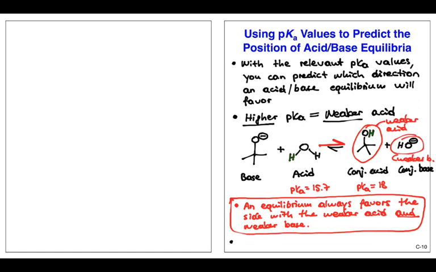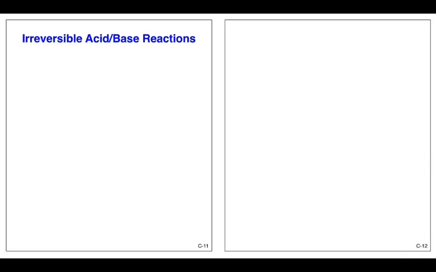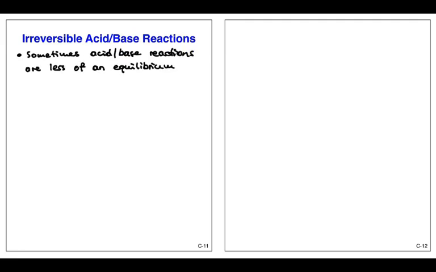Okay, so you need to practice this skill with Skill Builders 3.4, please. Now, sometimes the pKa values of the acid and the conjugate acid are very, very different, by many orders of magnitude. In this case, what you have is more of an irreversible reaction than an equilibrium. So I just want to show you one such example.